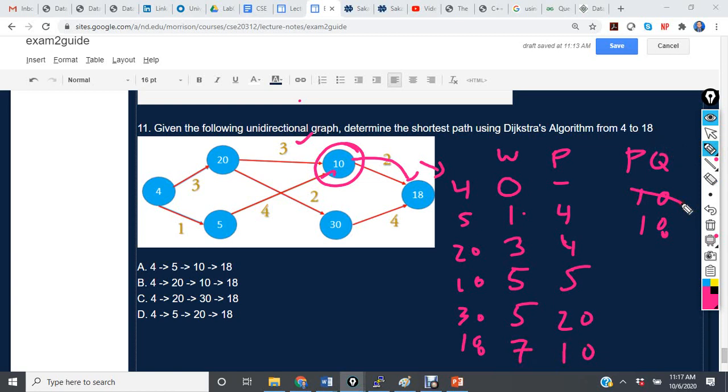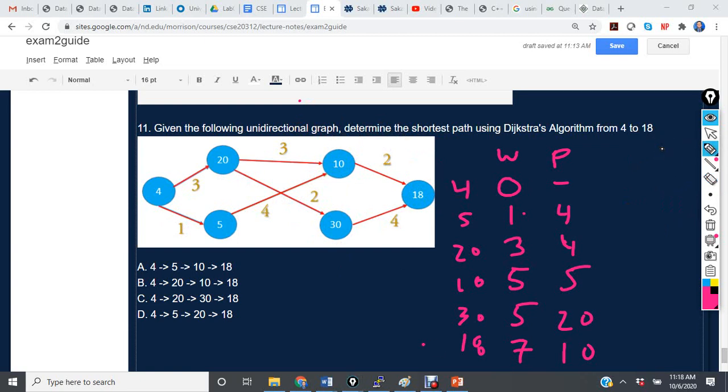Now we found it, and I apologize, this should be 30, not 18, which would be in the priority queue. And so now let's evaluate 30. 30 has a current weight of 5. It's 5 plus 4, which is 9, and 18's current weight is 7. So therefore, we do not replace that in the priority queue. So now we've evaluated the entire graph and the priority queue is empty.